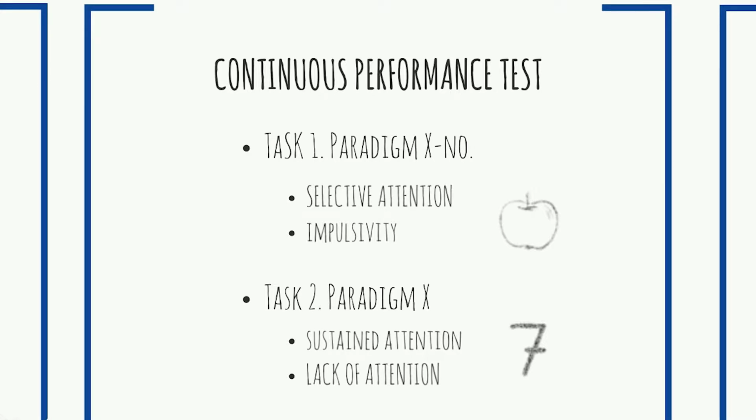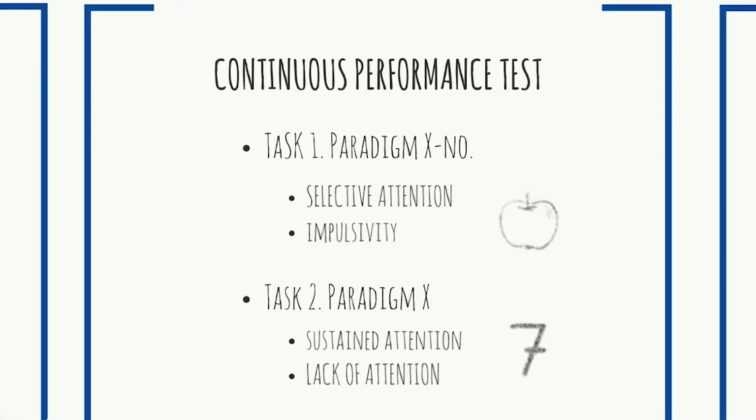Firstly, an X-no paradigm, which implies a high response rate and which tests the selective attention and impulsiveness of the user. Secondly, a task is performed for paradigm X. This means a low response rate, challenging the sustained attention of the participant. The change from a very demanding paradigm to one that is not very demanding means challenging the self-regulating ability of the participants.